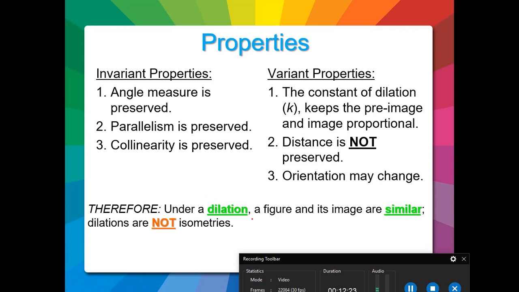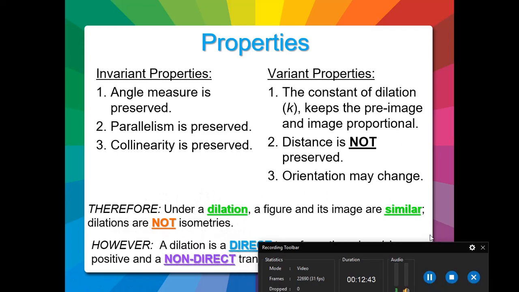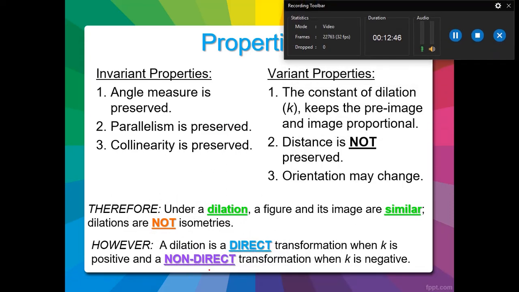So, under a dilation, a figure and its image are similar. They're not congruent. So dilations are not isometries. An isometry was a rigid motion. Well, this wasn't rigid. We shrunk it or we enlarged it, so we were kind of pulling at it. It didn't stay constant. Depending on the type of scale factor, your dilation could be a direct transformation if K is positive, and it will be a non-direct transformation when K is negative. So we've got a lot of variables happening with the dilation.